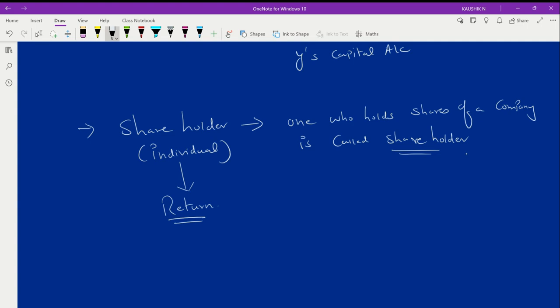So any idea what is the return that you give to a shareholder? What is the return that we give to shareholders? Yes, tell me. Hello? Tell me, Kana, what is the return that you provide to a shareholder for the amount they have invested in the business?